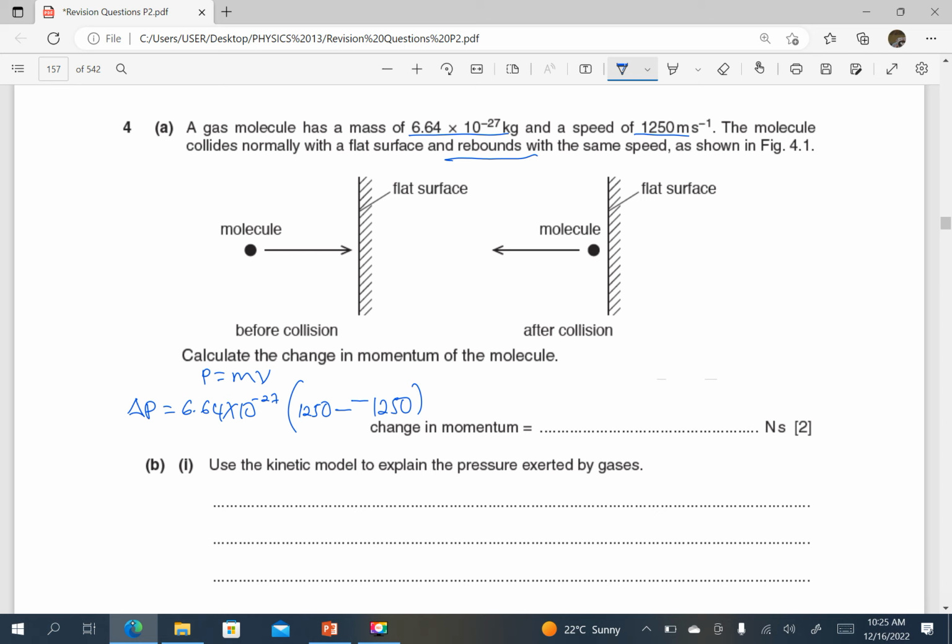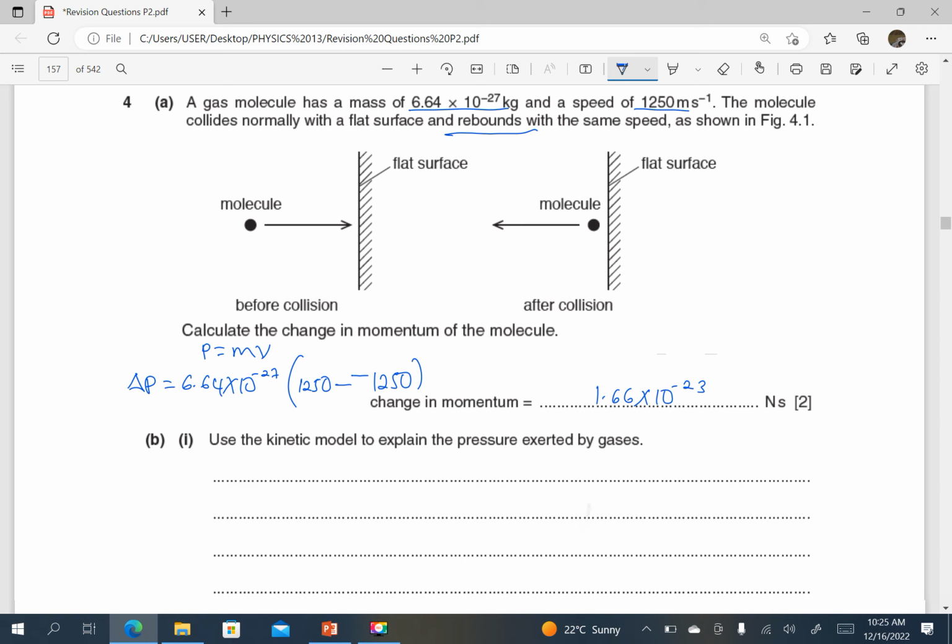When I press my calculator, I'm getting 1.66 times 10 power negative 23 newton seconds.